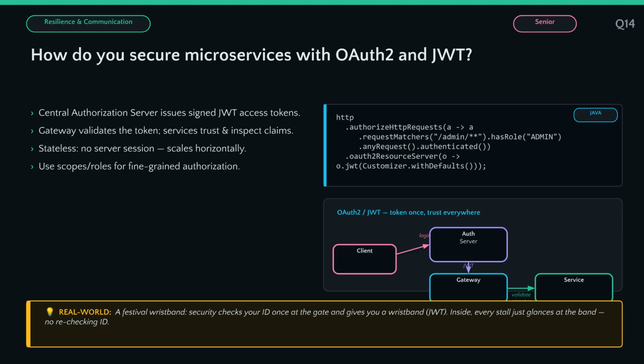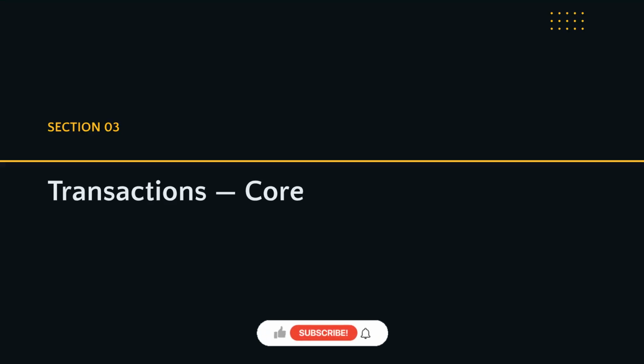The analogy: a festival wristband. Security checks your ID once at the entrance and gives you a wristband. After that, every food stall just glances at the band. Nobody re-verifies your passport.